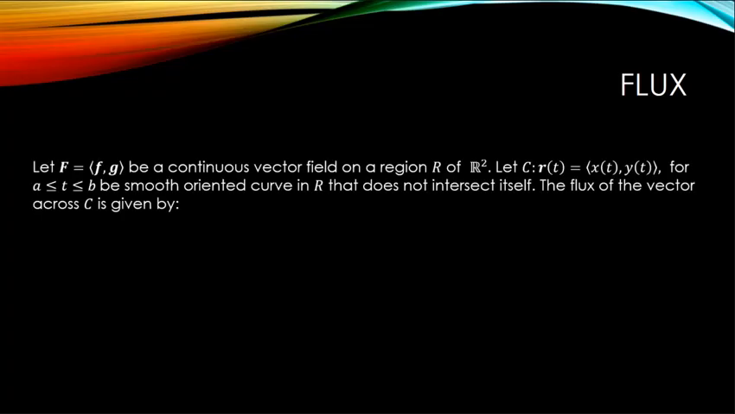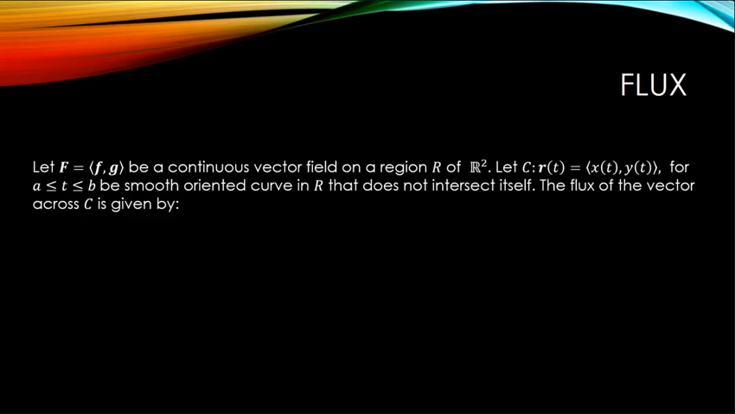So for flux, we let F be the vector with components f and g, and this is a continuous vector field on a region R of R2. We're going to let C equal r of t, given by the vector with components x of t, y of t, for a less than or equal to t less than or equal to b. This is a smooth oriented curve in R that does not intersect itself.